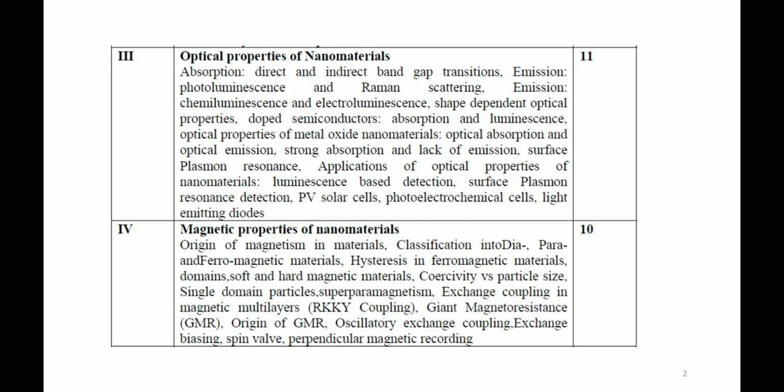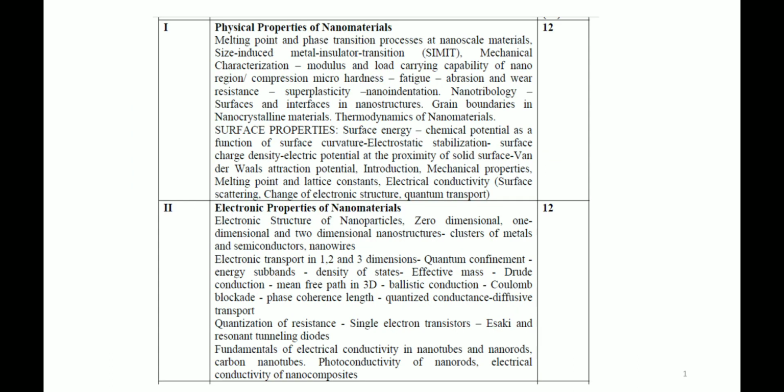And the last one is the magnetic properties of nanomaterials. You are all aware of magnetic materials. We have different types of magnetic materials, and what happens to these magnetic materials once the size of the material travels from bulk to the nano. So this is the syllabus of this semester, and I am just going to introduce the points which are present in the syllabus.